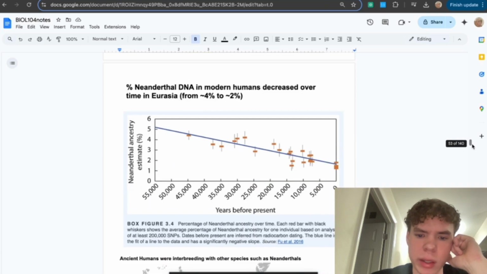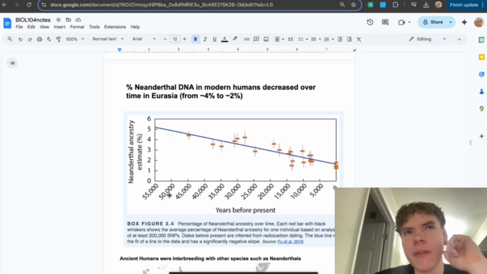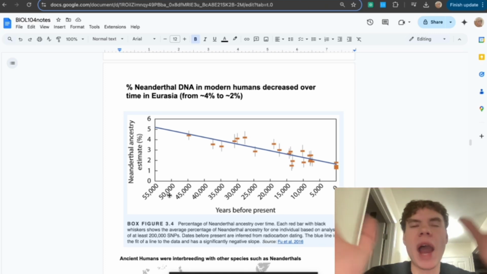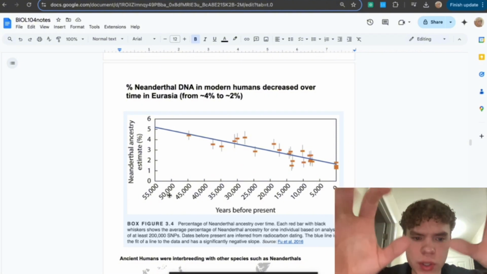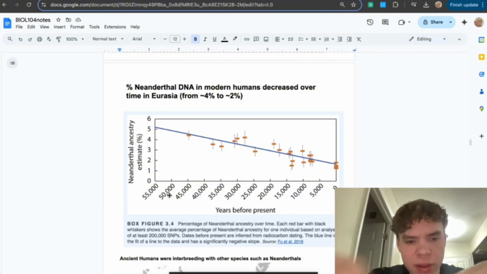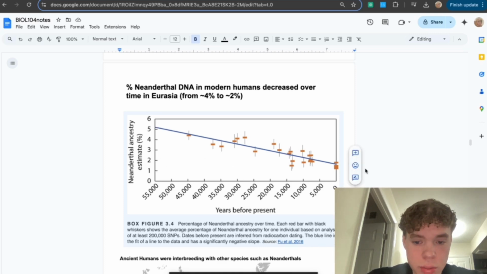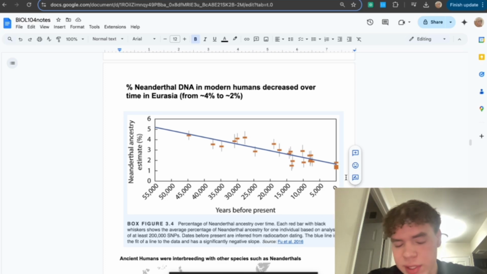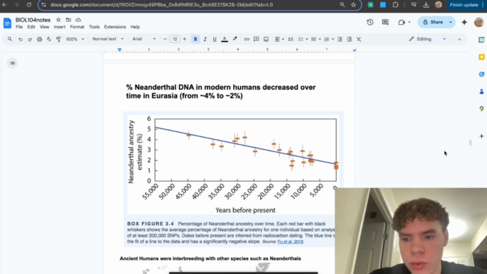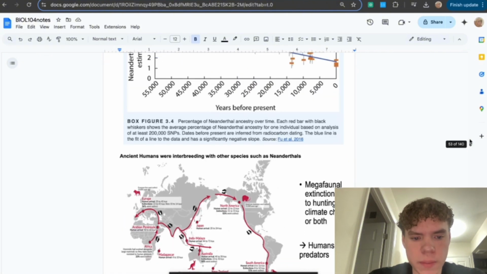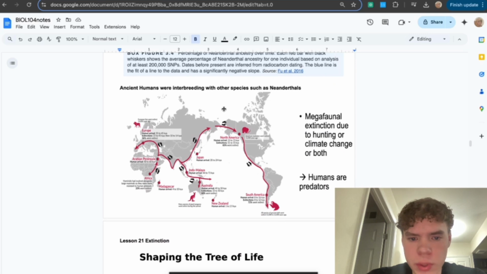A lot of these groups were interbreeding as well. If you look at 50,000 years ago, modern humans were 5% Neanderthal. Obviously, after thousands of years, when humans are reproducing with other humans, that Neanderthal DNA gets slightly diluted. So now modern humans are only 2% Neanderthal. That's still kind of crazy. Not like 0.01, like 2%. That's fairly significant. So that does show that ancient humans were interbreeding with other species such as Neanderthals. So, yeah, I put that.